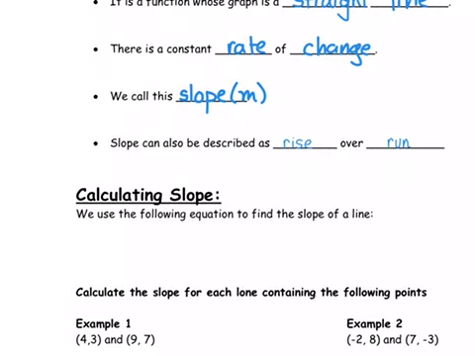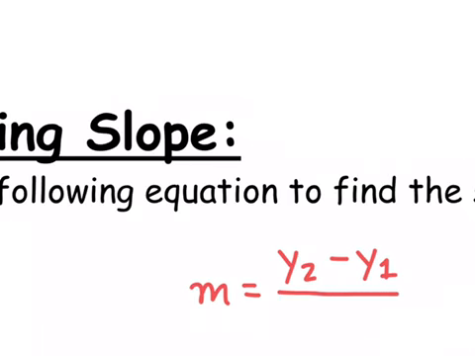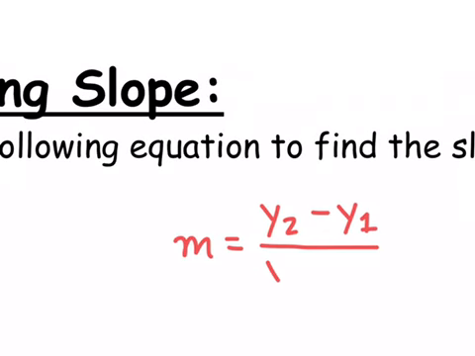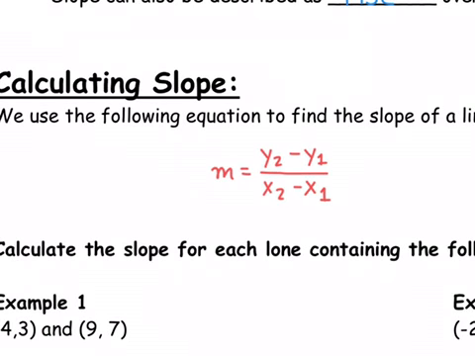So we're going to use the formula for slope. m is equal to y sub 2 minus y sub 1 over x sub 2 minus x sub 1. We could also say y sub 1 minus y sub 2 over x sub 1 minus x sub 2, as long as we're consistent, but typically it's expressed this way.